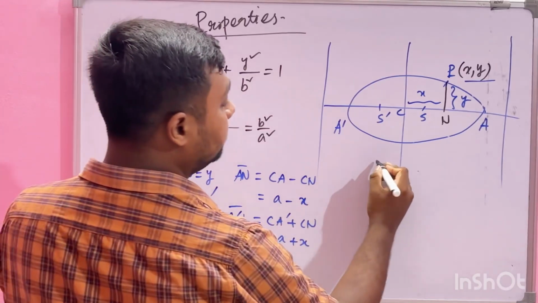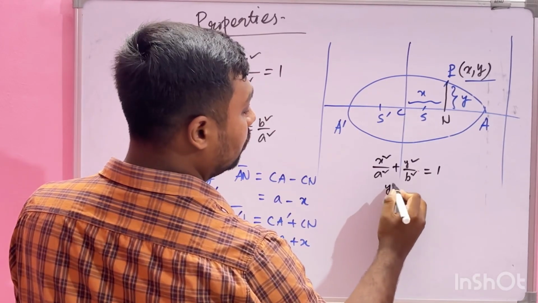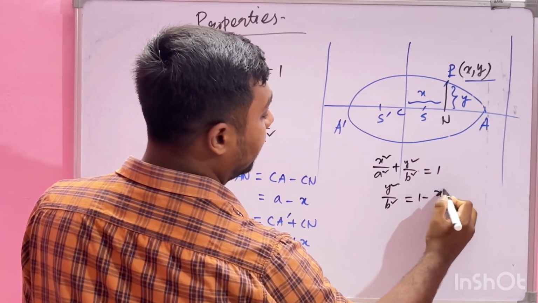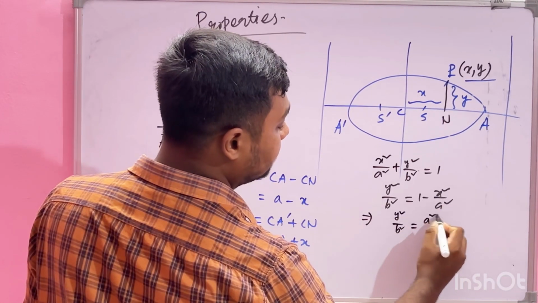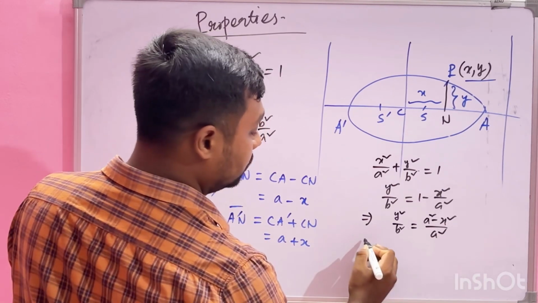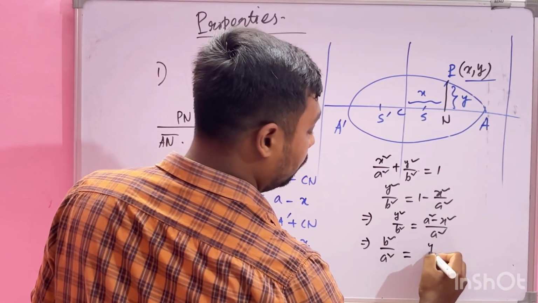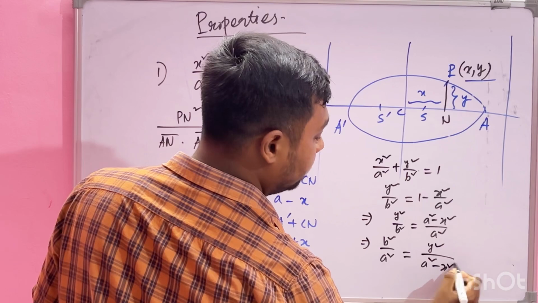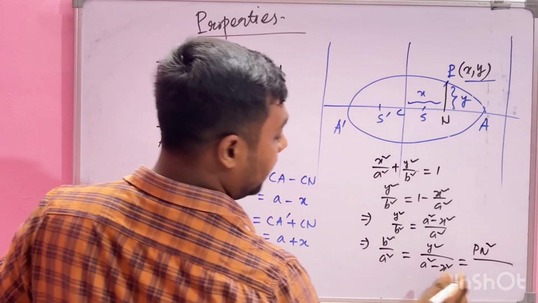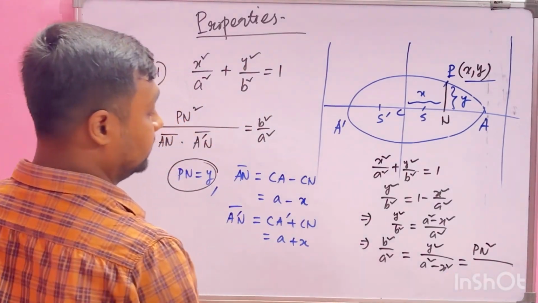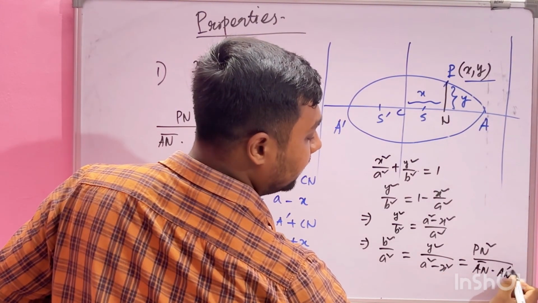Now for the ellipse x square by a square plus y square by b square equal to 1, y square by b square equal to 1 minus x square by a square, y square by b square equal to a square minus x square by a square. So which implies b square by a square equal to y square divided by a square minus x square. Now y is PN, that means this is PN square, and this is a plus x into a minus x. So multiplication of these two, that is AN multiply A dash N.